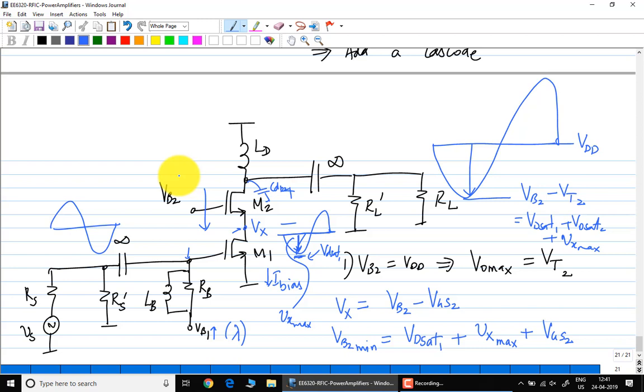Match 250 ohms at input and output. I think you should be able to. This is very straightforward. You're just using the transistor equations and that's it. Okay? Fine.